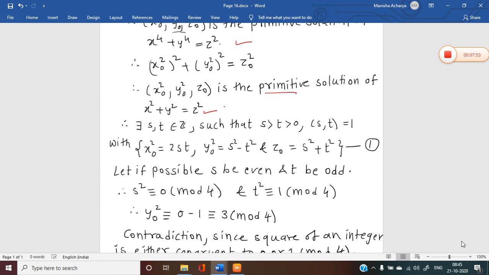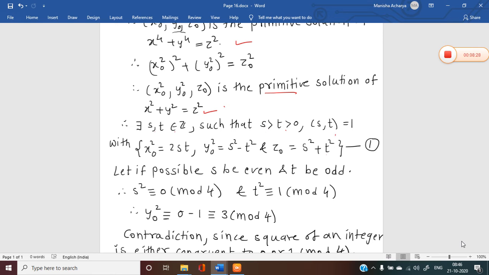So since it is a solution, as I already told you, you have to recall the theorem which we have studied for a Pythagorean triplet. Using that theorem we can say that there exist integers s and t such that s is greater than t greater than 0, s and t are relatively prime, and x0 square, y0 square and z0 is a solution. So their values are given by these numbers. Okay, so here we are just applying that theorem. Now we are calling this as 1.